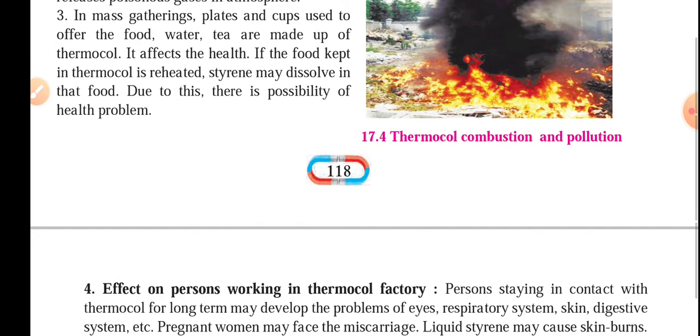In mass gatherings, plates and cups used to offer food, water, tea are made up of thermocol. It affects health. If the food kept in thermocol is reheated, styrene may dissolve in that food. Due to this, there is a possibility of health problems.